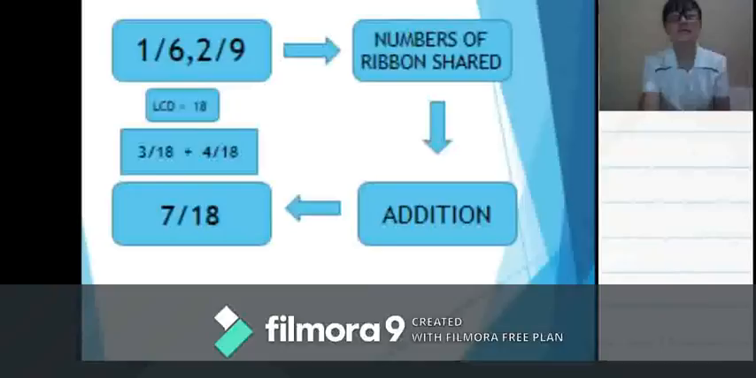So if we are going to add these similar fractions, all you have to do is add the numerator to the other numerator. So let's do it: 3 plus 4 is 7. Then you have to copy or retain the denominator, since it is a similar fraction. So the answer is 7 over 18. That would be our answer for the problem that I gave you. So that is our review for today.